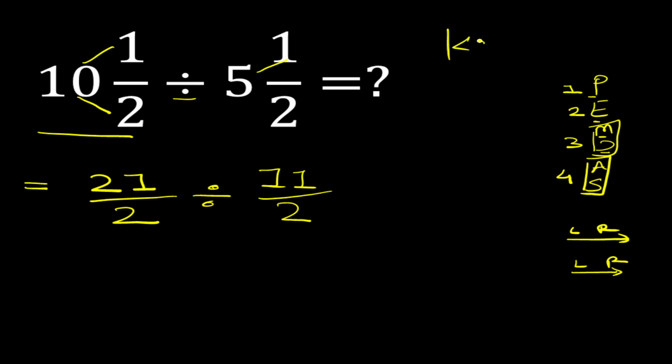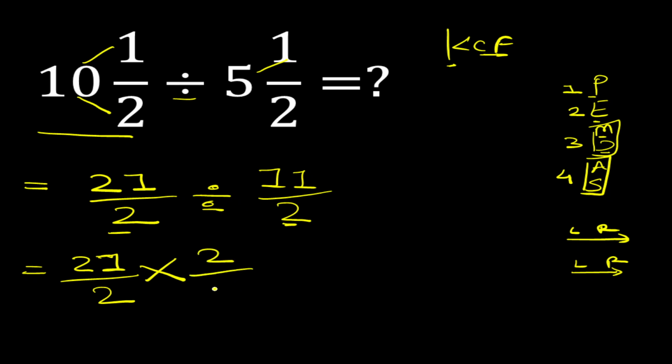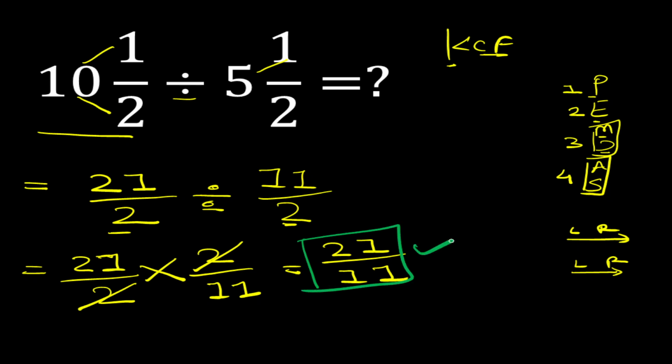Now, according to the KCF rule, K means keep this first fraction 21 by 2 as it is. Then C means change this sign from division to multiplication. And F means flip this second fraction 11 upon 2, which becomes 2 upon 11, right? Now cancel this 2 by 2. So the final answer is 21 upon 11, right? So 21 upon 11 is the correct answer.